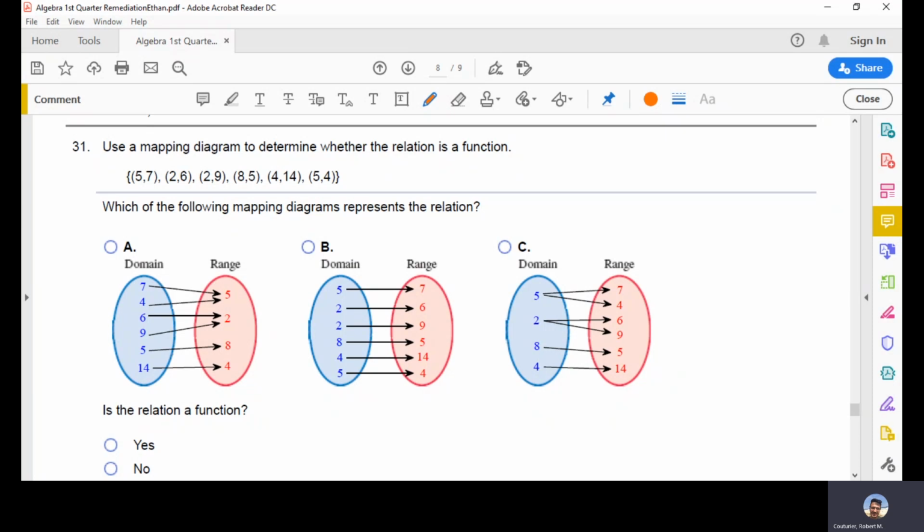Is this an arithmetic sequence that's going on? Can you see a pattern that has a constant rate of change in there? So let's take a look at 31 to start off with. It says use a mapping diagram to determine whether the relation is a function.